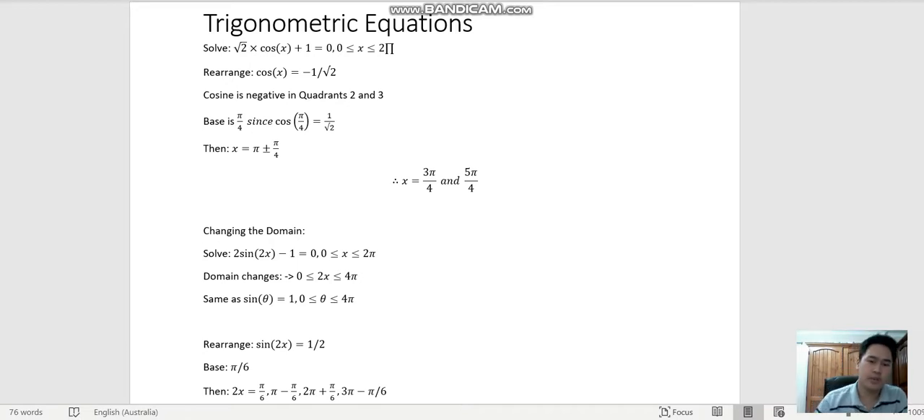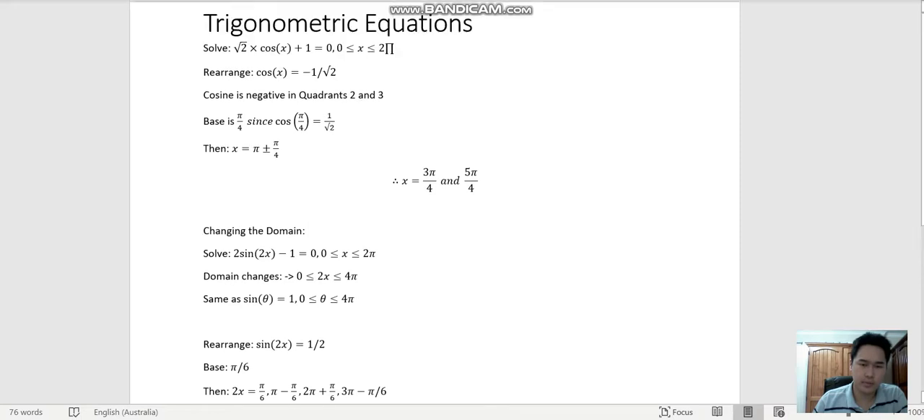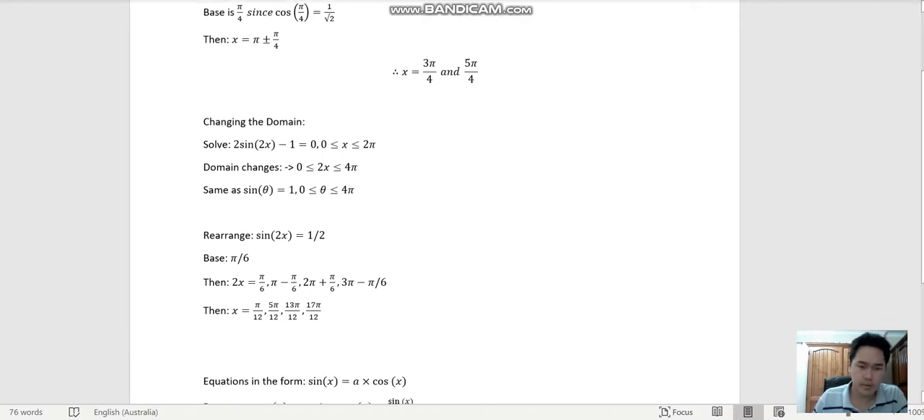So the next part of trigonometric equations is changing the domain. So for example, in the first example we had cos of x, but instead of sine x, it's sine of 2x. So we can change the domain as shown here. Instead of 0 to 2 pi for x, it's 0 to 4 pi for 2x. Or with the angle theta, it's the same thing.